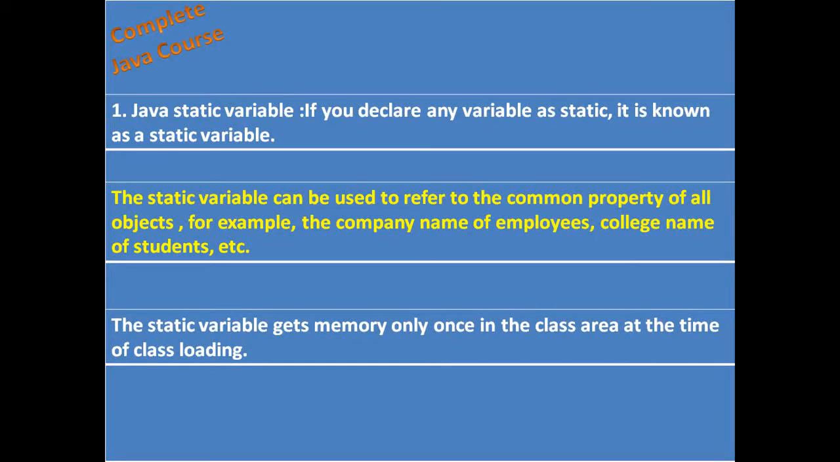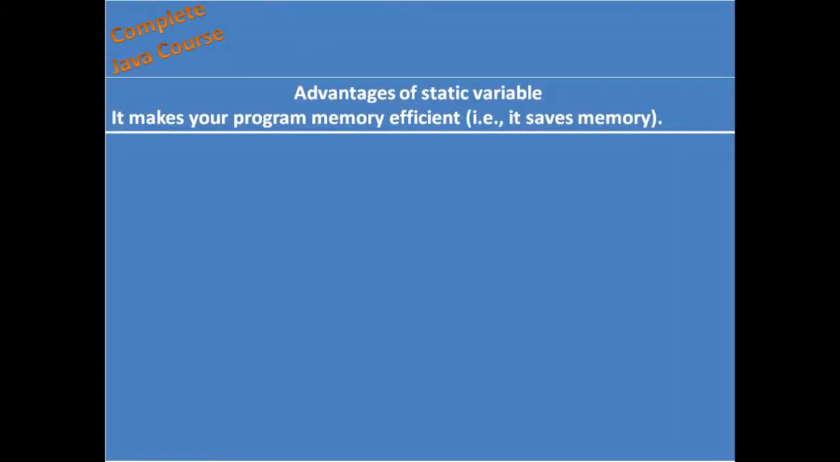If you do not define the field as static, whenever you create an object, it will take memory again and again, so it will create a memory problem. So the advantage of a static variable is that it makes your program memory efficient. That is, it saves memory.